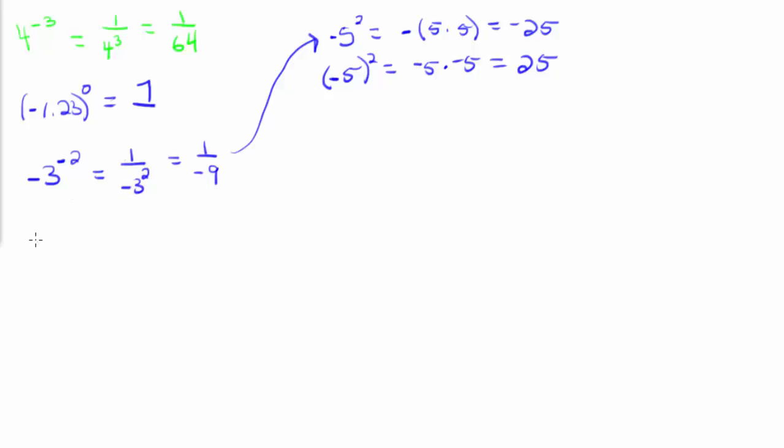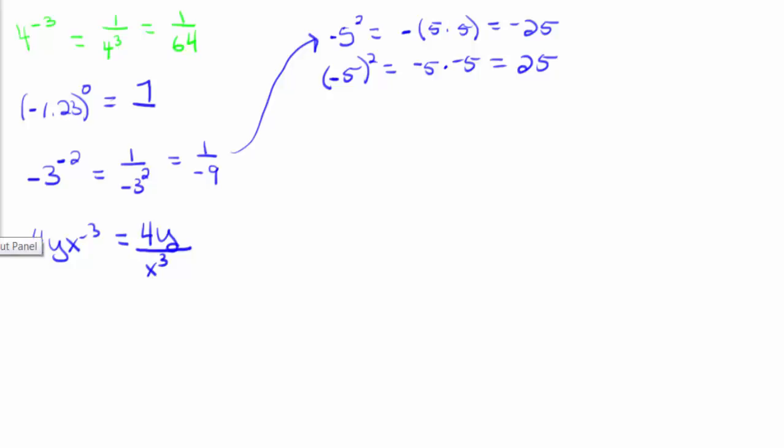Okay? Next one, 4y times x to the negative 3. So this negative 3 only goes to the x. So if we need to make this a positive exponent, we'd leave the 4y on the top and bring the x cubed onto the bottom.